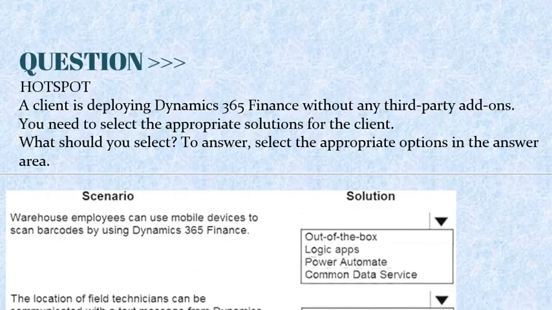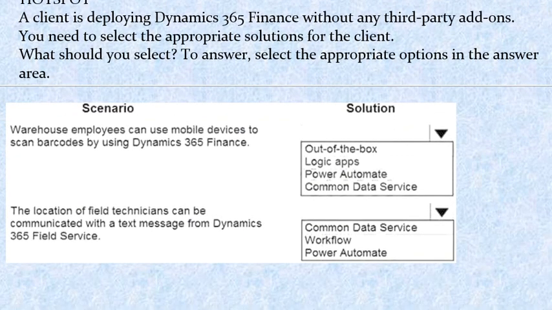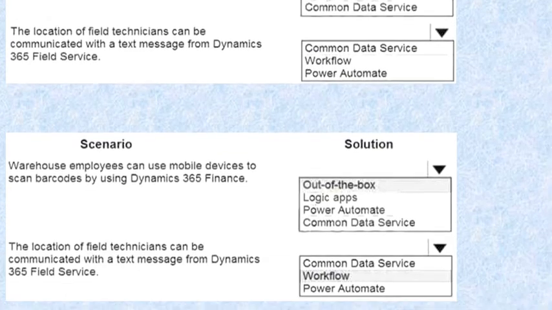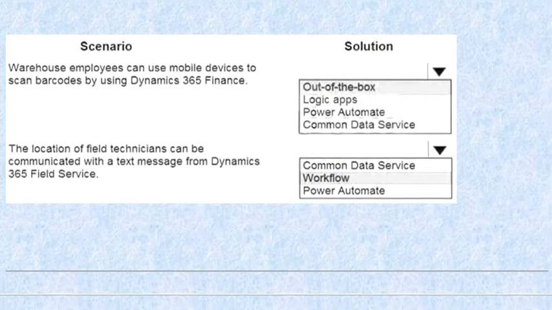Our next question is hotspot. A client is deploying Dynamics 365 Finance without any third party add-ons. You need to select the appropriate solution for the client. What should you select? To answer, select the appropriate options in the answer area. Please have a look at the scenario and the solution in the given box. Now, try to answer it.